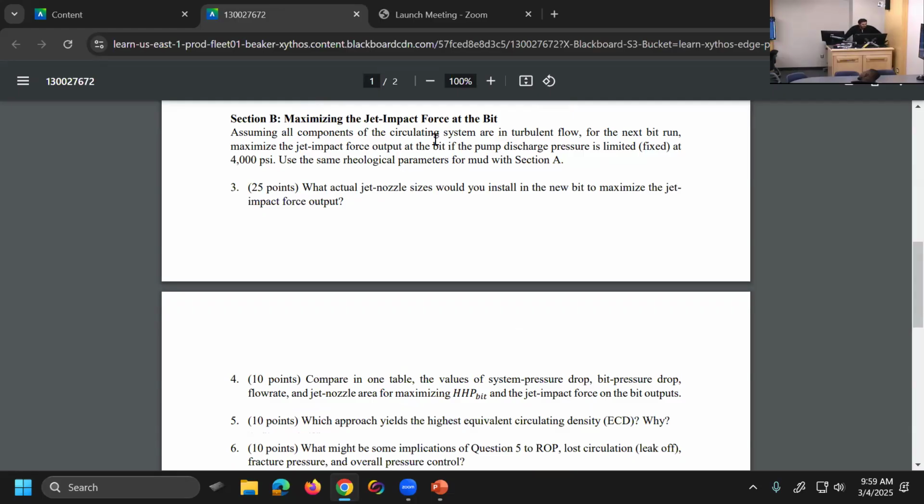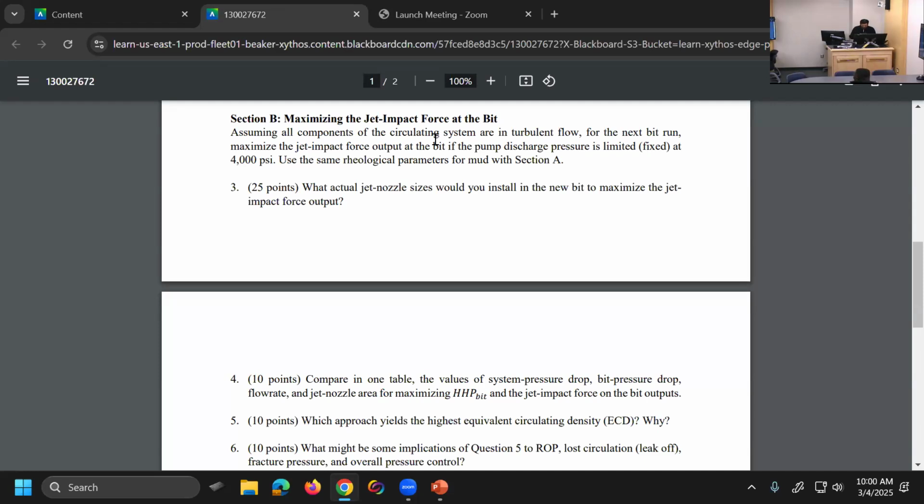I should have checked it. Assuming all components for part B, now we're trying to maximize the jet impact force at the bit. Assuming all components of the circulating system are in turbulent flow for the next bit run, maximize the jet impact force output at the bit if the pump discharge pressure is fixed at 4,000 psi. That's the delta P total, by the way. Use the same rheological parameters as section A. What actual jet nozzle sizes would you install in the new bit to maximize the jet impact force?